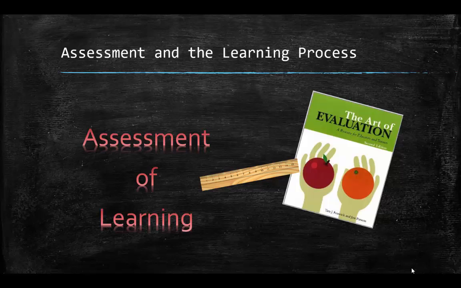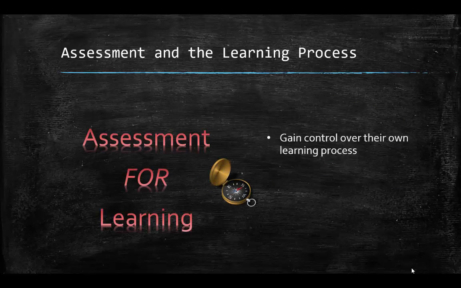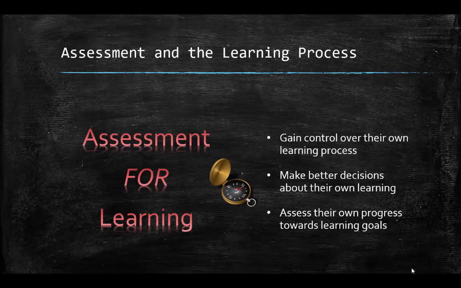An assessment of learning that attempts to measure a learner's achievement at the end of a course of study. While such assessments are necessary and valuable, these do little to help learners improve their achievement while they are still in the process of learning. What's needed, according to Fenwick and Parsons, is a form of assessment that creates a dynamic and ongoing conversation between the teacher and the learner, an assessment for learning, in which learners gain a greater sense of control over their own learning process, make better decisions about their learning, and begin to assess their own progress towards the learning goals they are trying to achieve.